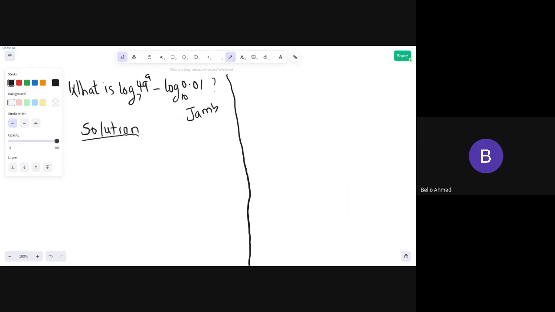What is logarithm of 49 raised to the power of a base 7 minus logarithm of 0.01 base 10? What is the solution to this problem? Now, this is very simple as long as you know the basic laws of logarithm. This is a JAMB question anyway.